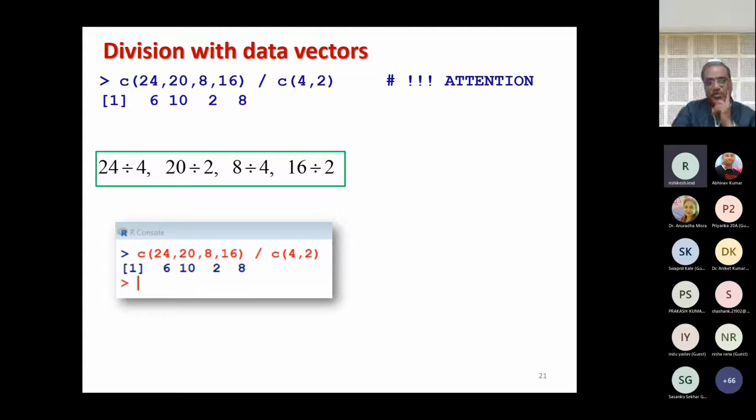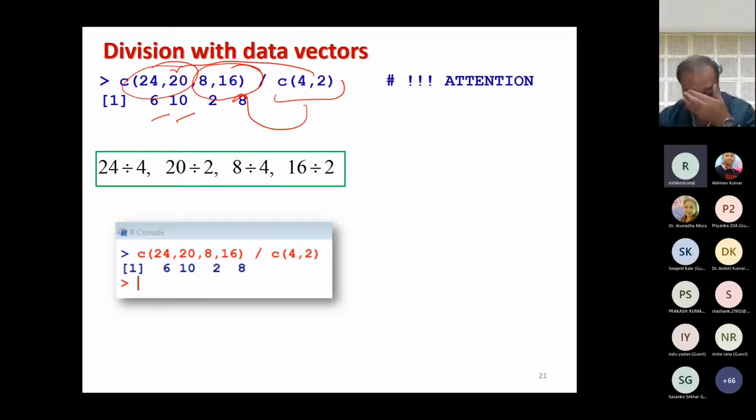Now the same story continues if you take the exact multiple number of elements in the second data vector. So this is going to be like this: the 4 and 2 are going to be divided into the first two elements here, 24 and 20. So it will come with 24 by 4 and 20 by 2. And similarly, after this, 4 and 2 are going to operate on the remaining two elements of this data vector. Right. OK, so this is the way it is going to work.